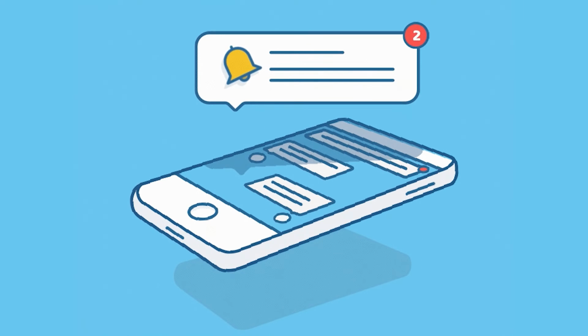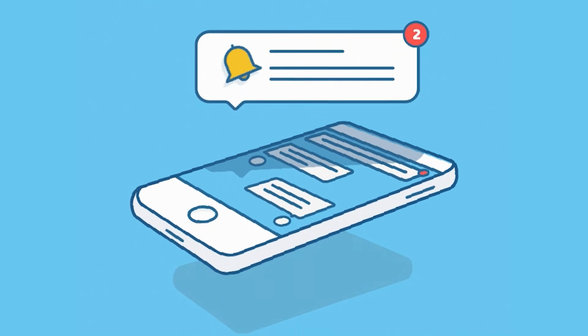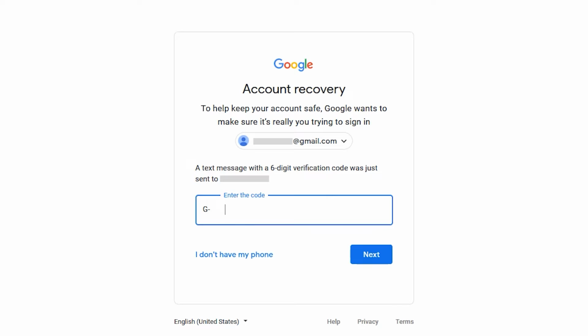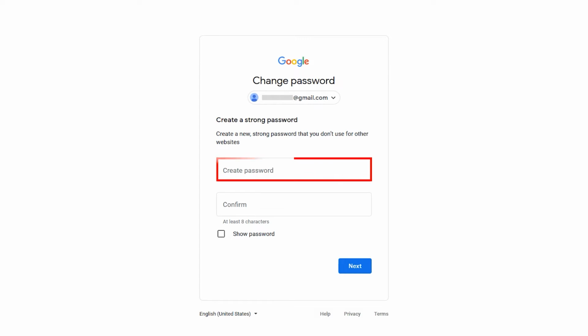After this, you will receive the verification code on the phone number that you entered while generating an email address. In this panel, enter the code that you received on the phone, hit next. Now the final step, create the password.